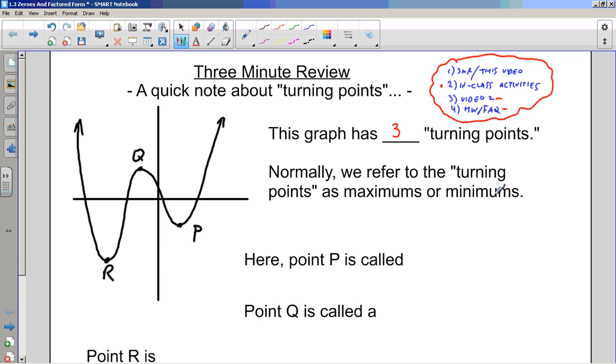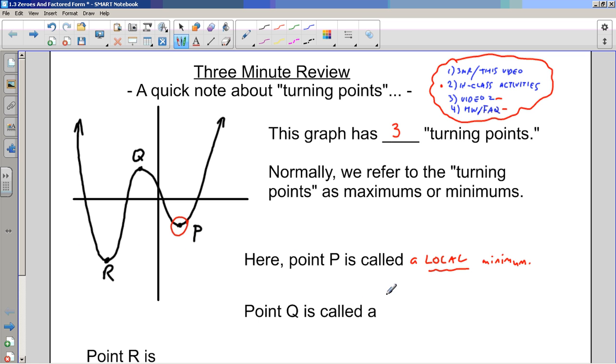Okay, so here point P is called a local minimum. And the idea there, a local minimum, means compared to all the points that are around it, it's the lowest. Locally, if I zoom in, that point P is the lowest, and it's a turning point. Notice that overall, it's not the function's minimum because R gets lower. In fact, there's a whole bunch of points over here that get lower than P.